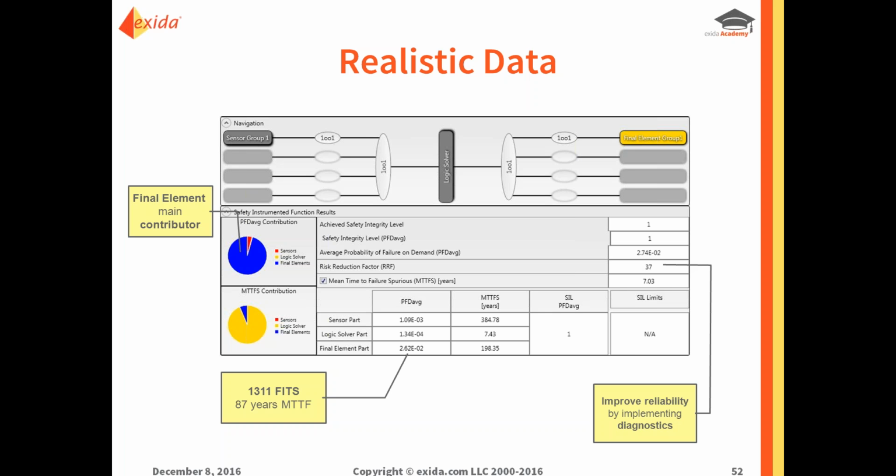For the whole SIF, it's 1,311 FITs. That sounds more realistic, but if you don't know FITs, and that's hard to visualize, this system can be in play for 87 years.